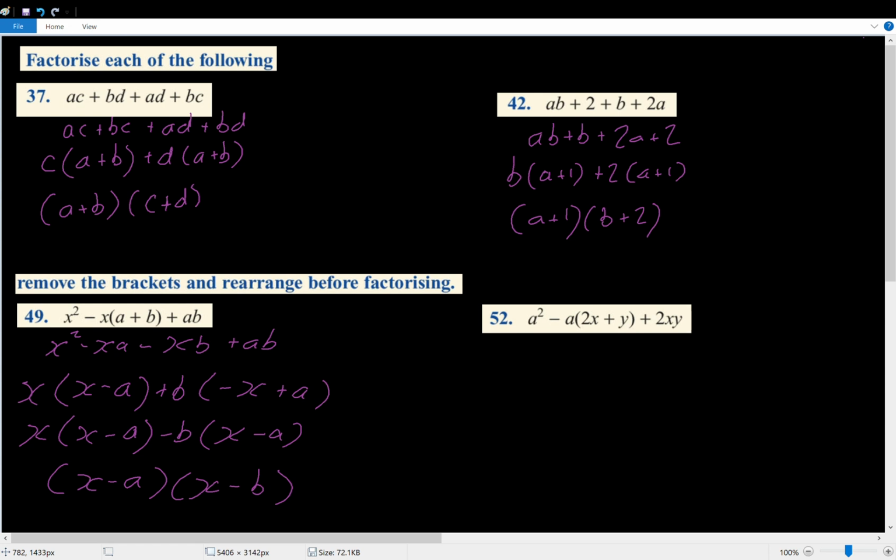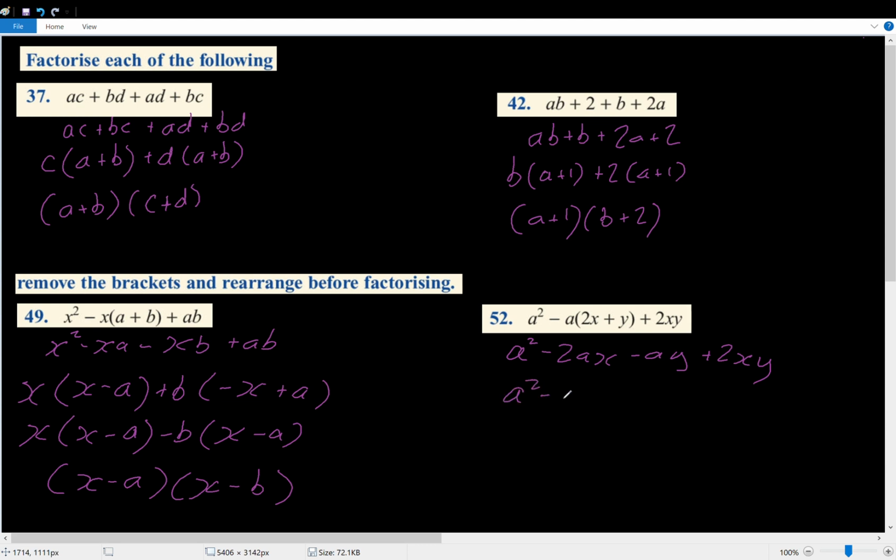And now let's look at 52. So multiply out our brackets to start with. So we get a squared minus 2ax minus ay plus 2xy. And what we're going to do is group the a squared and the ay together, and the 2ax and the 2xy together.